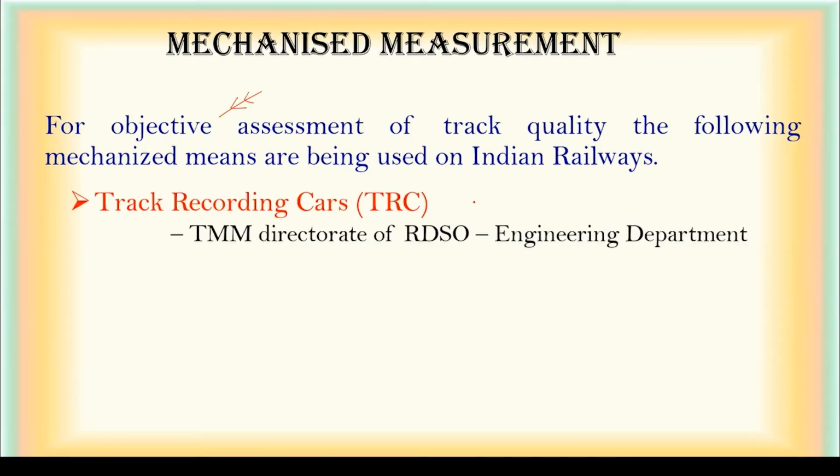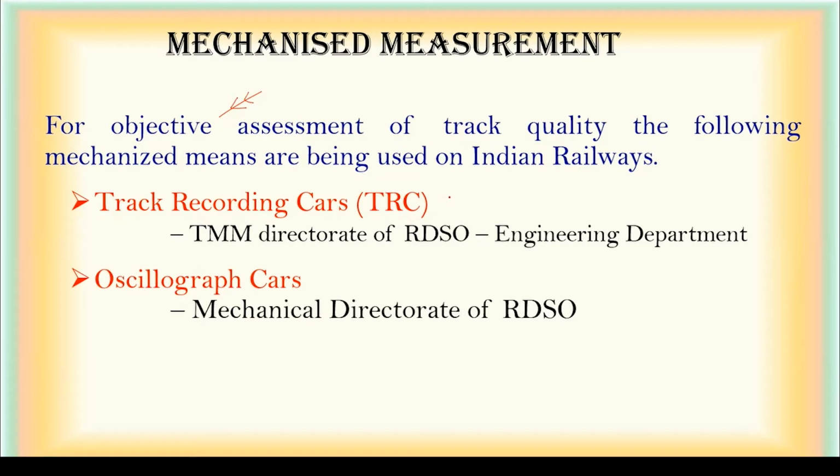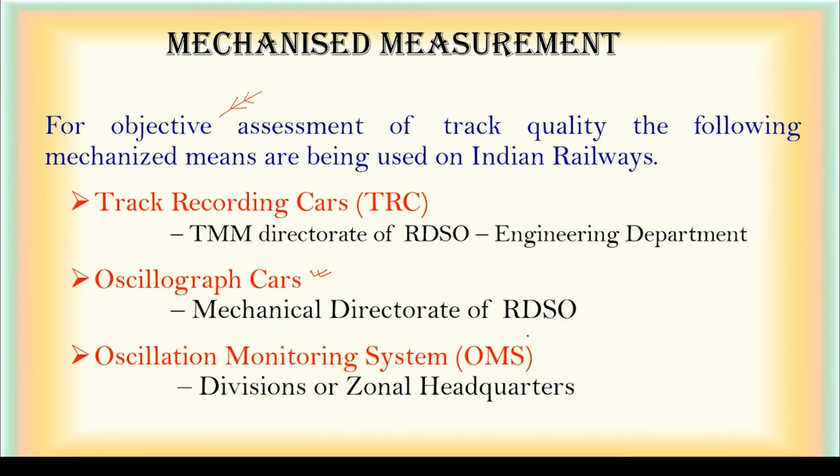If we have done so, it is bound to give objective output about the track quality, and we do it by track recording cars, which are maintained by the Track Machine and Monitoring Directorate of RDSO, which is under the control of the engineering department. Generally we run the TRC car on all sections, but in some high speed sections where high speed TRC is not available, we also evaluate our track through the oscillograph car. But this car is under the control of the mechanical director of RDSO. Then regular monitoring we do through OMS, or oscillation monitoring system.